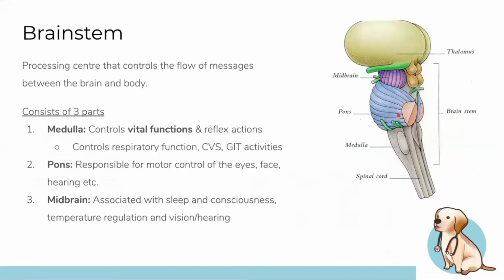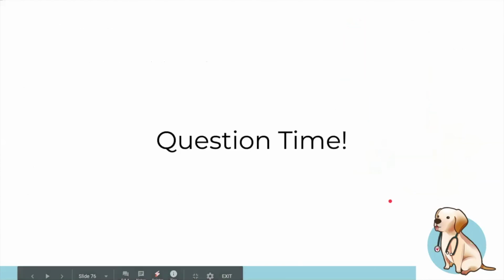Next, brainstem, really, really important. If your brainstem is damaged, you're pretty much dead, or you can't actually do much apart from staying on a ventilator, that kind of stuff. So we've got 3 parts. You've got your medulla, which is the one on the bottom. This is your vital function stuff. You've got the pons over here, which is motor control of your eyes and face, and the midbrain, which is more your sleep, consciousness, temperature regulation kind of stuff. That's pretty much it.